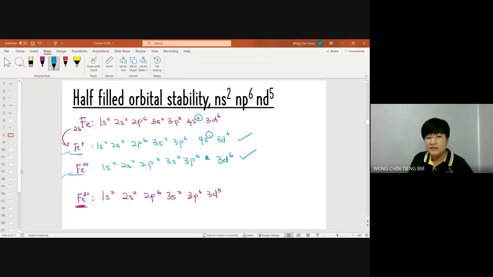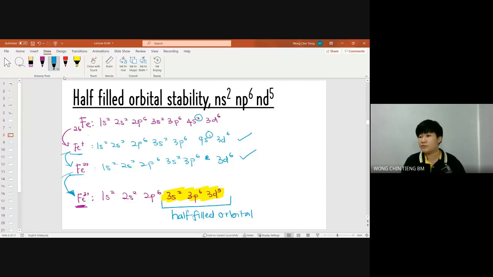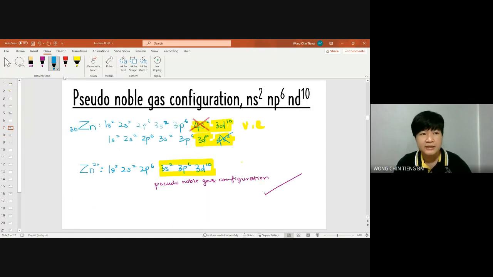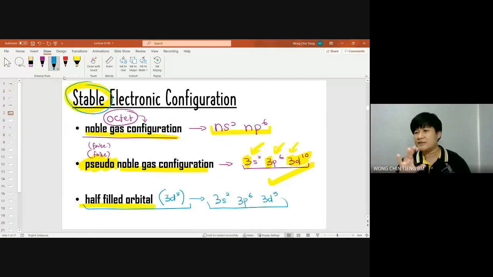So what happened is your Fe+ will become Fe2+, your Fe2+ will then finalize at the Fe3+. Why? Simple. Stable. The stability of it over here will be your 3s2, 3p6, 3d5. That is your half-filled 3d orbital. The stability of the half-filled 3d orbital. Makes sense? Kenapa kita ada 3 jenis stability yang kita belajar sekarang? Satu je benda. Kita nak benda tu stabil.